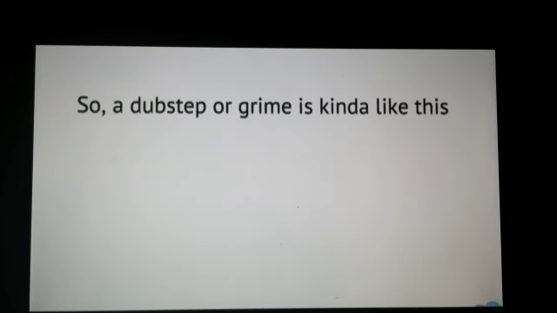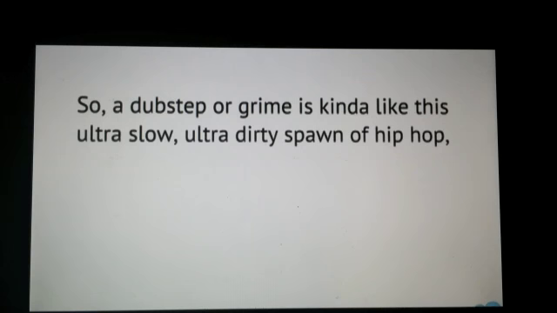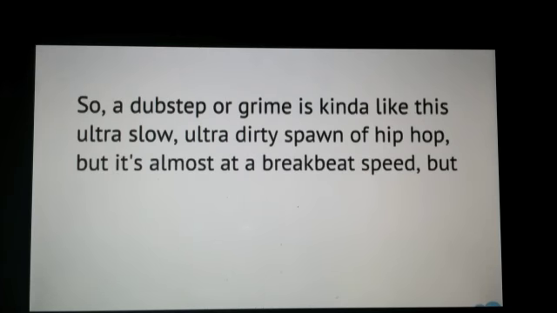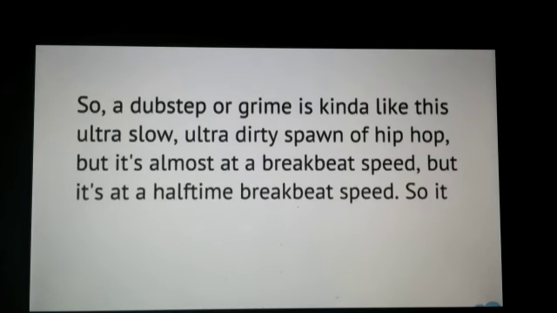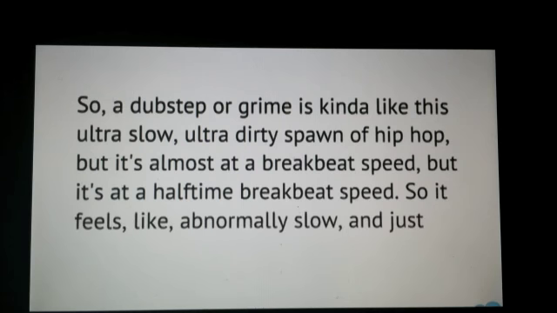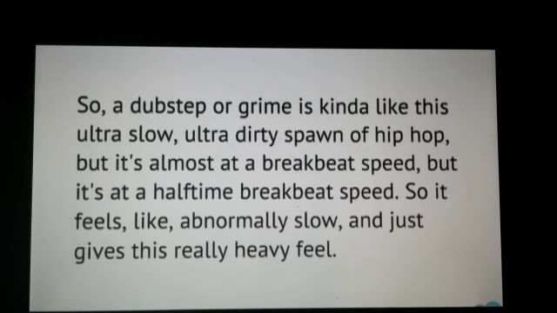So a dubstep or grime is kind of like this ultra slow, ultra dirty spawn of hip hop, but it's almost at a breakbeat speed, but it's at a halftime breakbeat speed. So it feels like abnormally slow, and it just gives this really heavy feel.